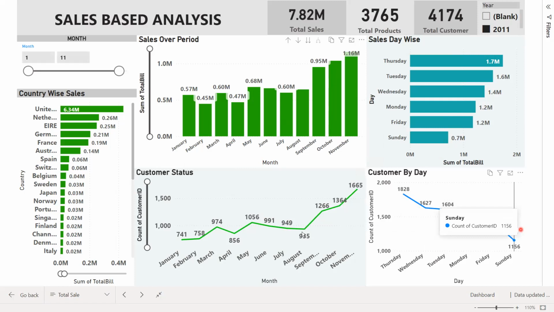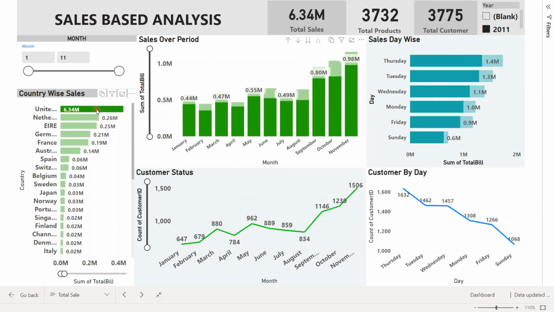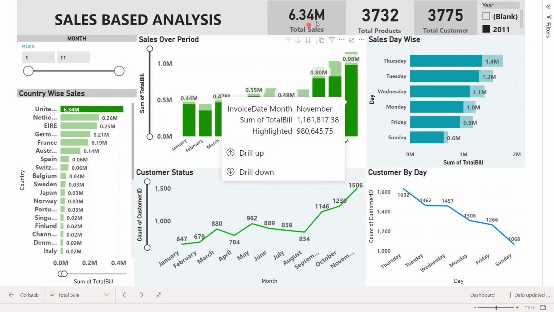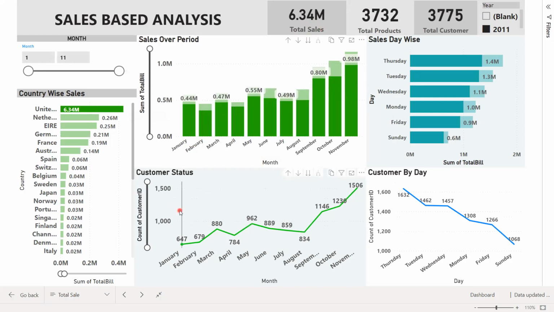Country-wise, the United Kingdom is the top country giving us business. Every month it has given us business, and the total volume sold in the UK was 6.3 million. Even if we look at the customers, the customer base has significantly improved here, and day-wise, more transactions happen on weekdays. On weekend days, transactions are very low.